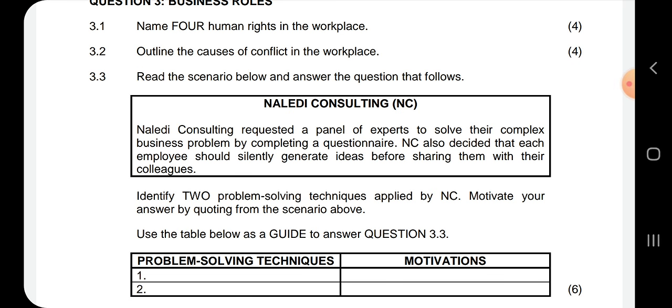And then 3.3, read the scenario below and answer the questions that follow. Lady Consulting requested a panel of experts to solve their complex business problem by completing a questionnaire. NC also decided that each employee should silently generate ideas before sharing them with their colleagues. Identify 2 problem-solving techniques applied by NC. Motivate your answer by quoting from the scenario above. So you're going to say a problem-solving technique, let's say brainstorming. You pick an example from this scenario that you are given as motivation.